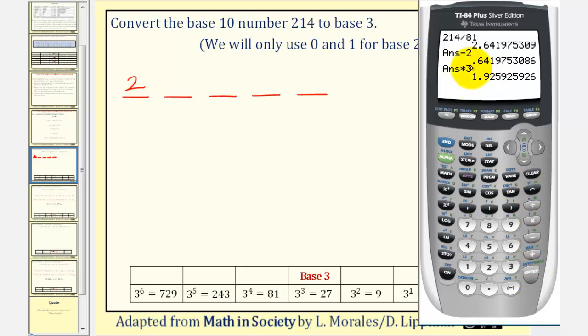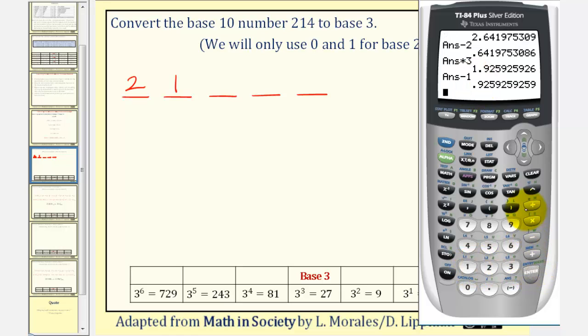Now we're going to take the whole number part again, or the 1, which will give us the digit in the 3 to the third place value, or 27's place value. So we'll put a 1 here, and now we'll subtract the whole number part, or subtract 1, enter, and then multiply it by the base again. Our base is 3, so times 3, enter. Take the whole number part of 2. That's our next digit for the 3 to the second, or 9's place value.